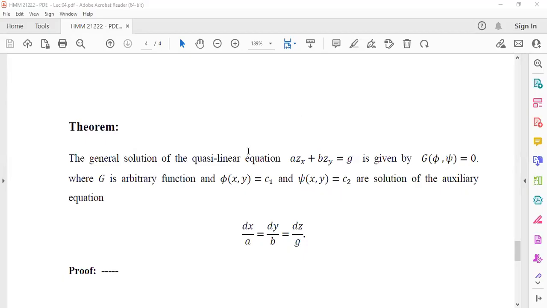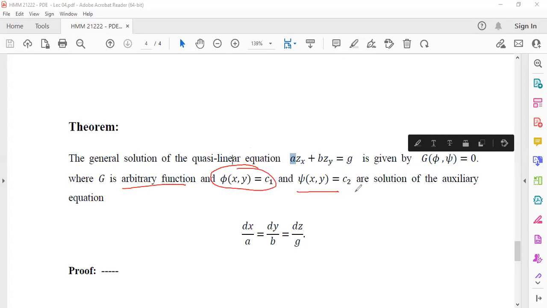Okay, so here we have stopped the things. It says the general solution of the quasi-linear equation of the form a z_x + b z_y = g is given by this general solution, where g is an arbitrary function, and φ(x,y) = c1 and χ(x,y) = c2 are solutions of the auxiliary equation.